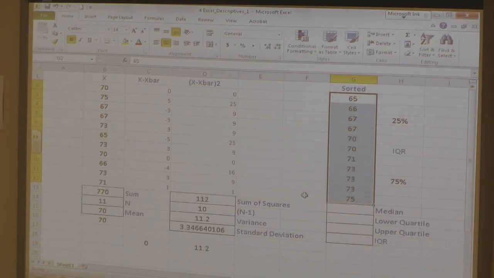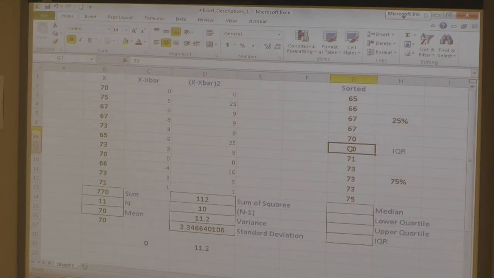Okay, so now they're sorted, smallest to biggest. It's going to make it a lot easier for us to do the next part of this. First of all, what's the range now? The range is 65 to 75. The range is 10, right? Okay, what's the median? What's the mean? The mean we know from here is 70. What's the median? Well, the median is the middle number.